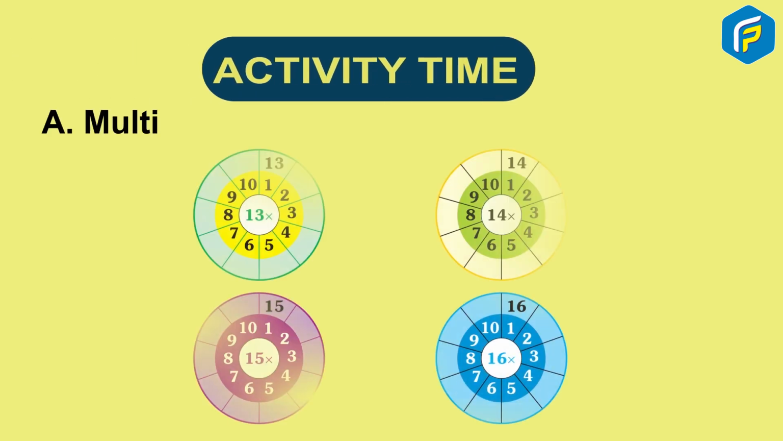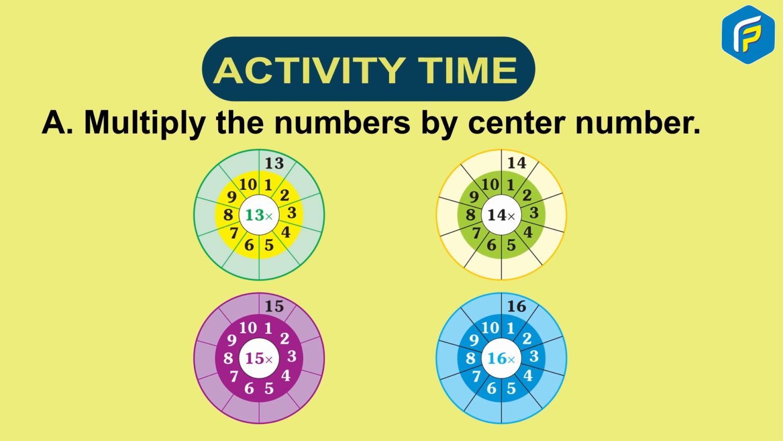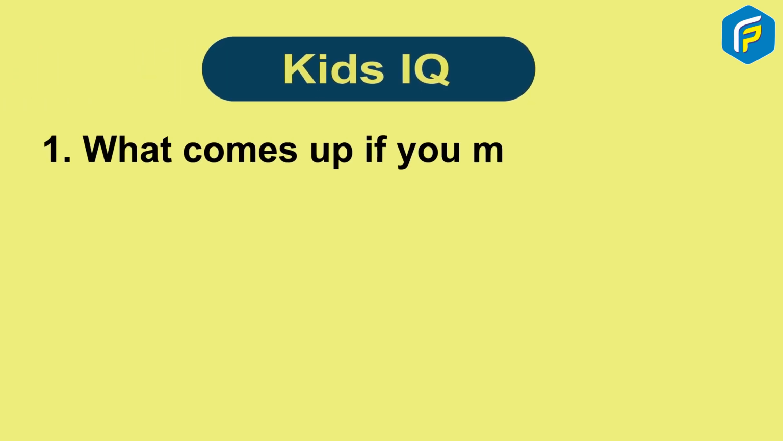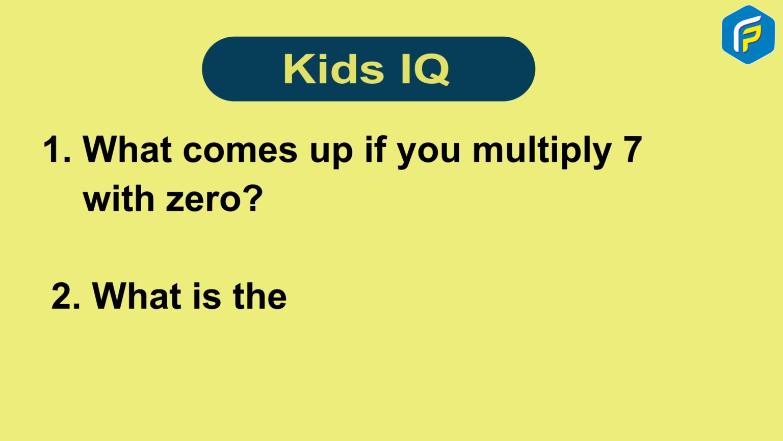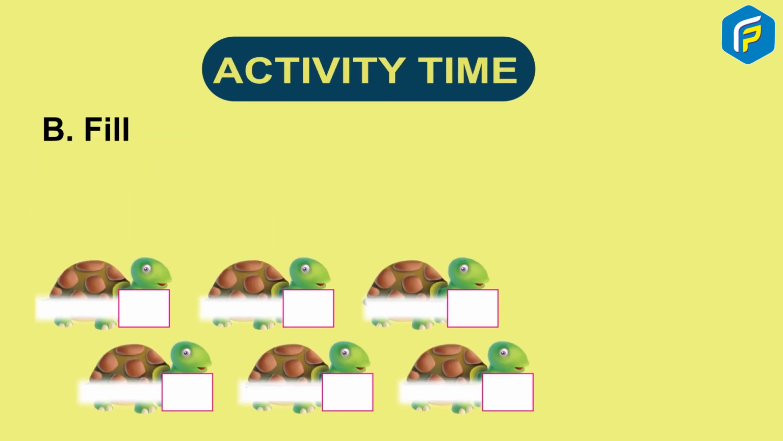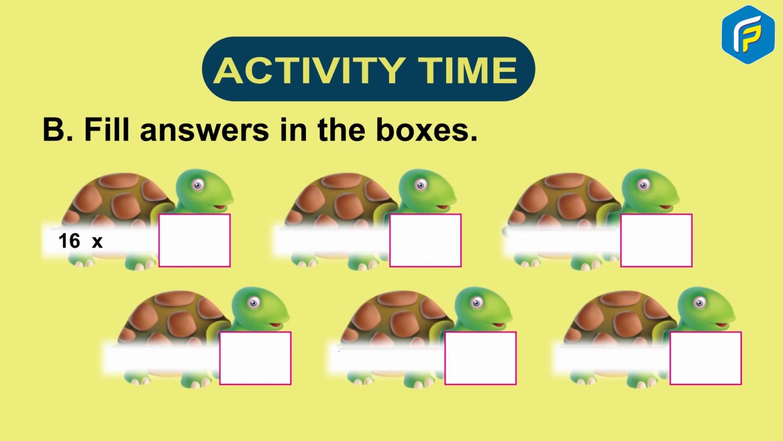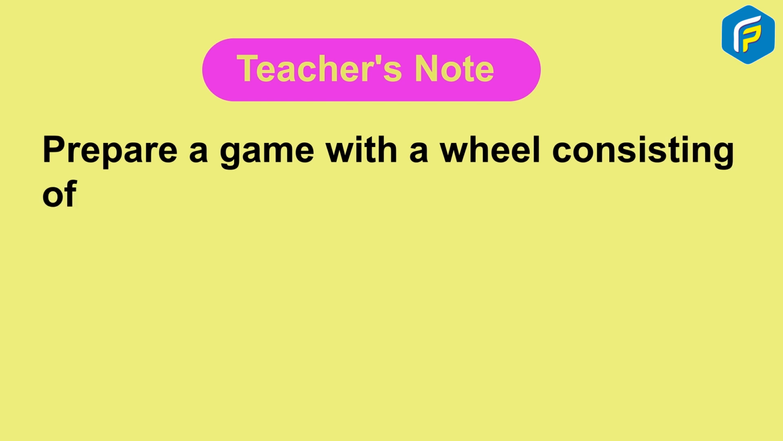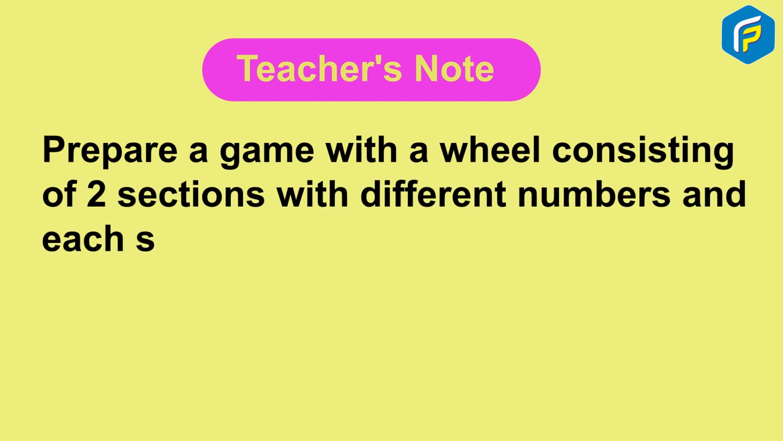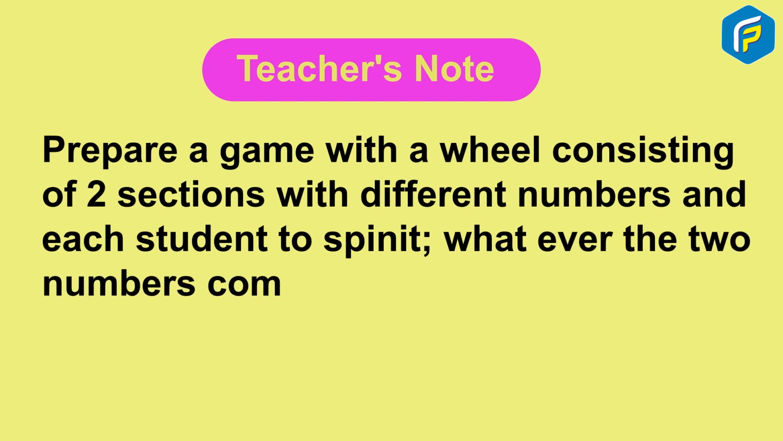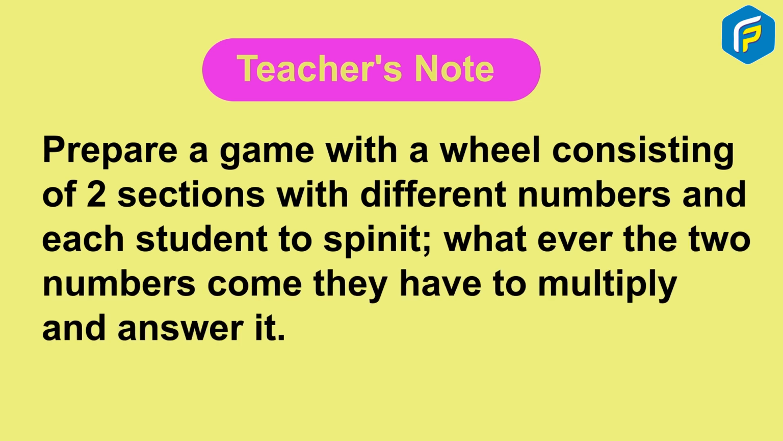Activity time. A. Multiply the numbers by center number. Kids IQ. What comes up if you multiply 7 with 0? What is the answer of 14 into 2? B. Fill answers in the boxes. 16 into 6 is equals to, 16 into 7 is equals to, 16 into 8 is equals to, 16 into 4 is equals to, 16 into 2 is equals to, 16 into 9 is equals to. Teacher's note: prepare a game with a wheel consisting of 2 sections with different numbers and each student to spin it. Whatever the 2 numbers come, they have to multiply and answer it.